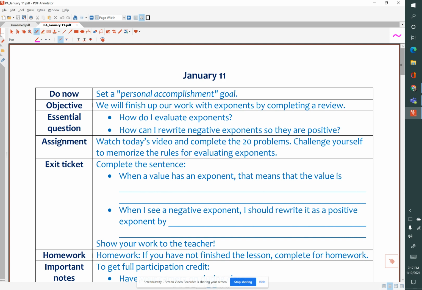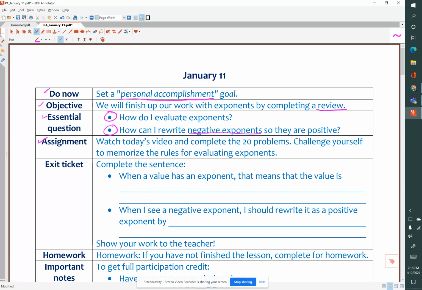We're going to do some exponent work again today, a little bit of review of what we've been doing. But first, when we work on our do now, we will set a personal accomplishment goal. We're going to finish up our work with exponents before we start square rooting, and we're going to complete a review. And our essential question will ask, how do I evaluate exponents? And how can I rewrite those negative exponents so that they are positive?